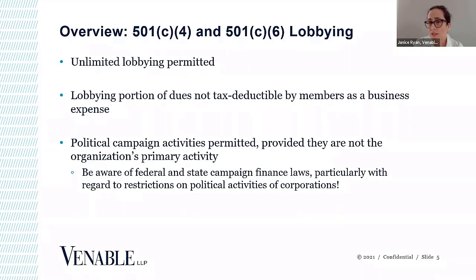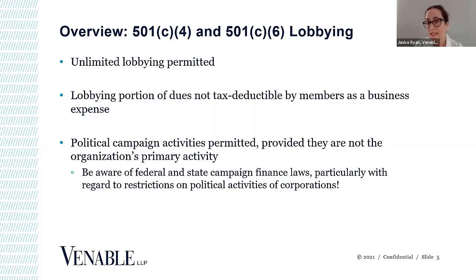The rules for 501c4s and 501c6s are basically the same. They may engage in unlimited amounts of lobbying. The thing that is important for tax purposes for these types of organizations is that the lobbying portion of dues that are paid by members of a 501c4 or 501c6 organization are not tax deductible by those members as ordinary and necessary business expenses. There are rules that require the organizations to keep track of the amount of money that they spend on lobbying and report to the members the amount of their dues that are related to that activity. Political campaign activities to support or oppose a candidate are permitted, provided they are not the organization's primary activity.